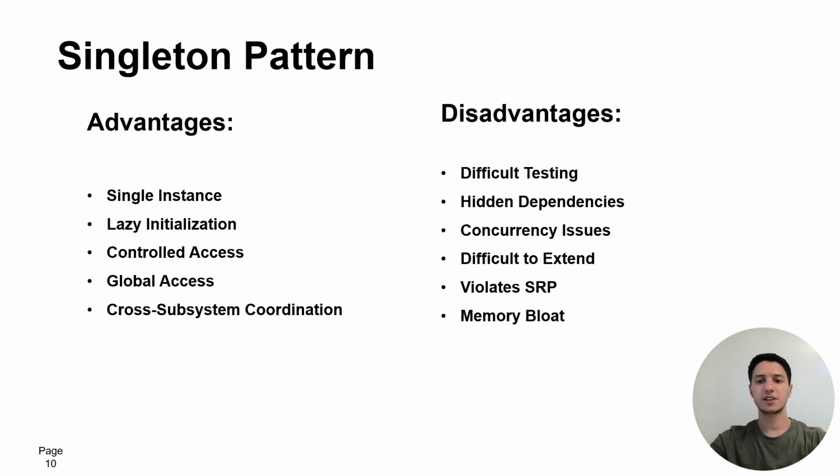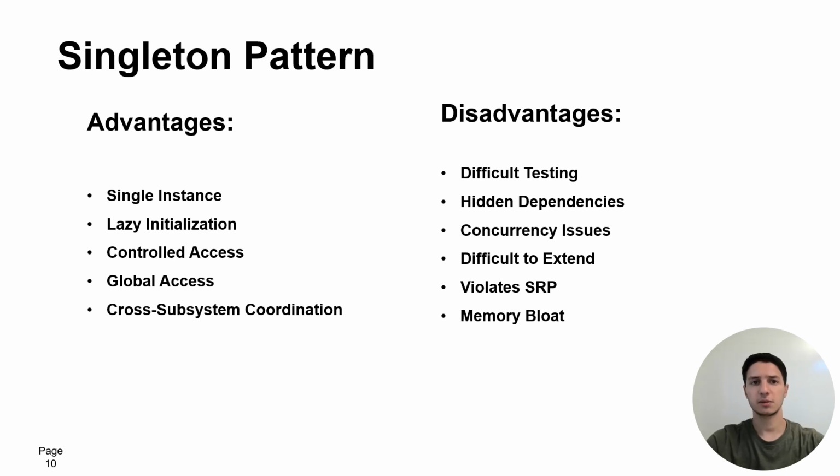Let's quickly mention the advantages and disadvantages of the singleton pattern. In the advantages, we ensure that there's only a single instance, which is ideal for shared resources like logging, configurations, and databases. Lazy initialization, as it creates the instance only when needed, optimizing memory and performance. Controlled access ensures centralized control over object creation. And global access because we can access it from anywhere inside our application. Cross-subsystem coordination. Well, this just means that it facilitates coordination across subsystems because we can use a shared resource.